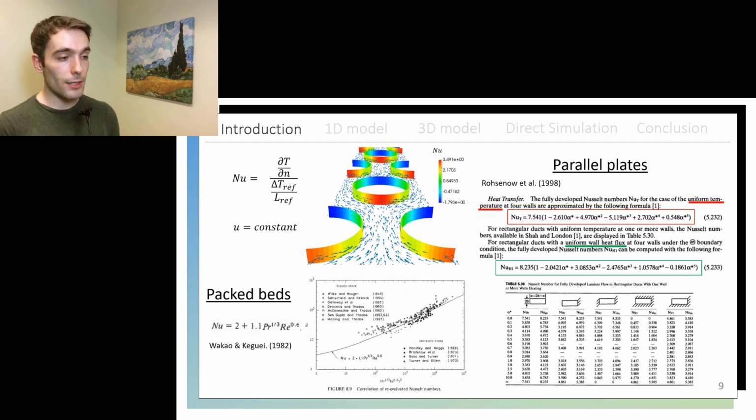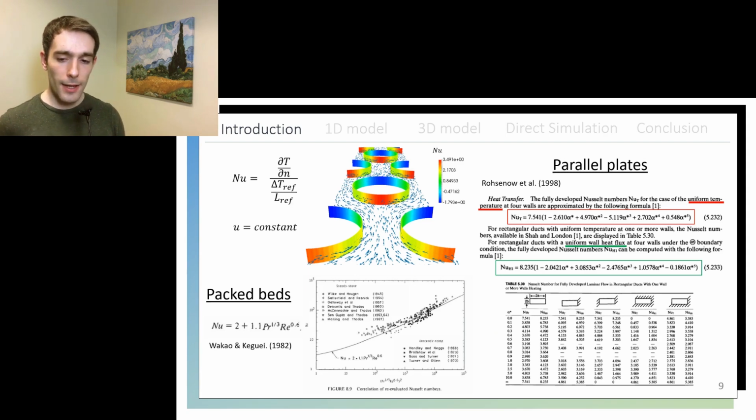And for parallel plates, Rosenau et al. in their book presented correlations for the Nusselt number, not only depending on the geometry of those rectangular channels, but also for different kinds of boundary conditions. They presented one in red for a uniform temperature at the walls, and another one in green for a uniform wall heat flux at the walls.